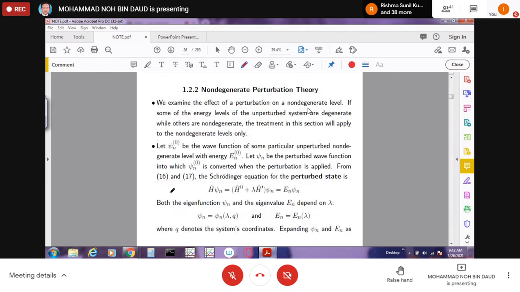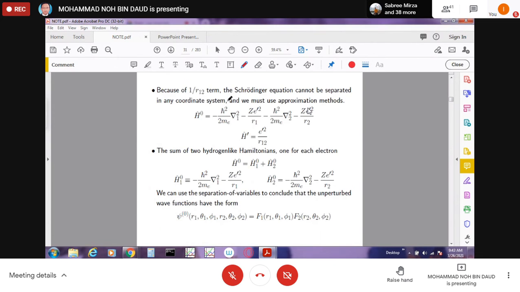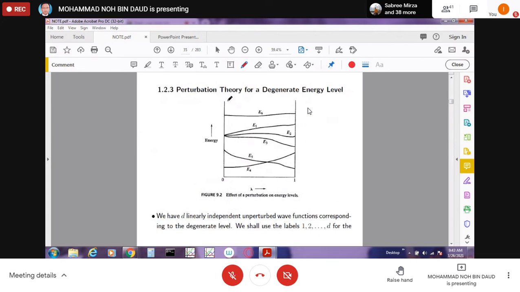So we have two kinds of perturbation theory: the non-degenerate perturbation theory, and another one, the degenerate perturbation theory. In general, the degenerate perturbation theory can be reduced to the non-degenerate.